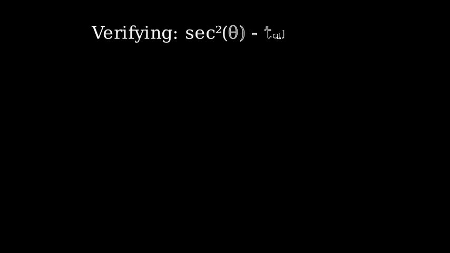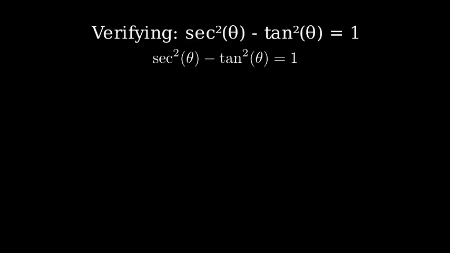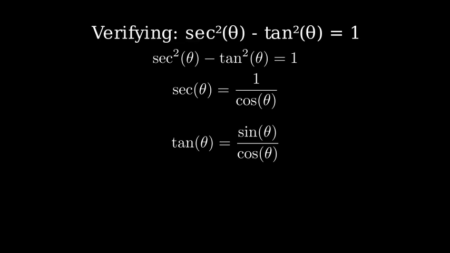Today we'll verify the trigonometric identity that secant squared theta minus tangent squared theta equals 1. Let's break this down step by step using fundamental trigonometric relationships. Let's start by recalling the definitions of secant and tangent in terms of sine and cosine. Secant theta is 1 over cosine theta, and tangent theta is sine theta over cosine theta.